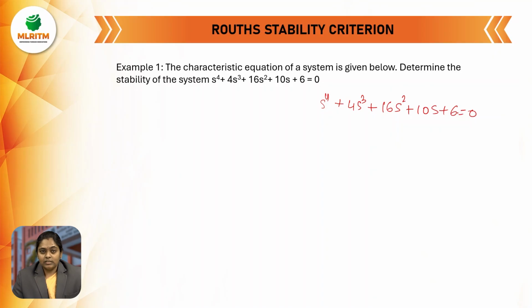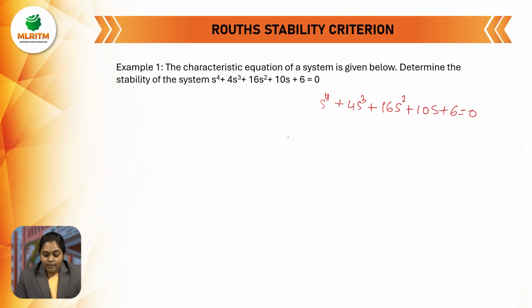The first condition, the necessary and sufficient condition for Routh stability, is that all the powers of s should be present. Here the highest power of s is 4. After 4 there should be terms related to 3, 2, 1 as well as 0. So not even a single coefficient term should be missed. And the other thing is that all the signs should be the same.